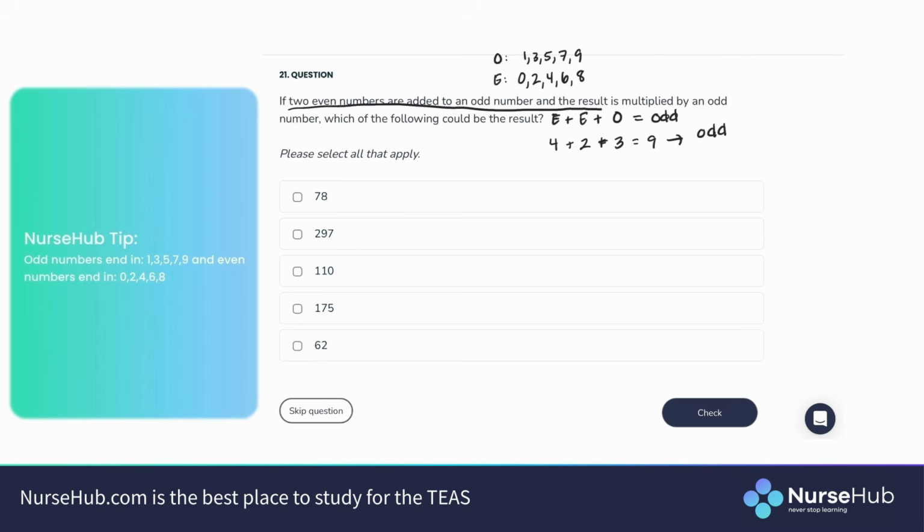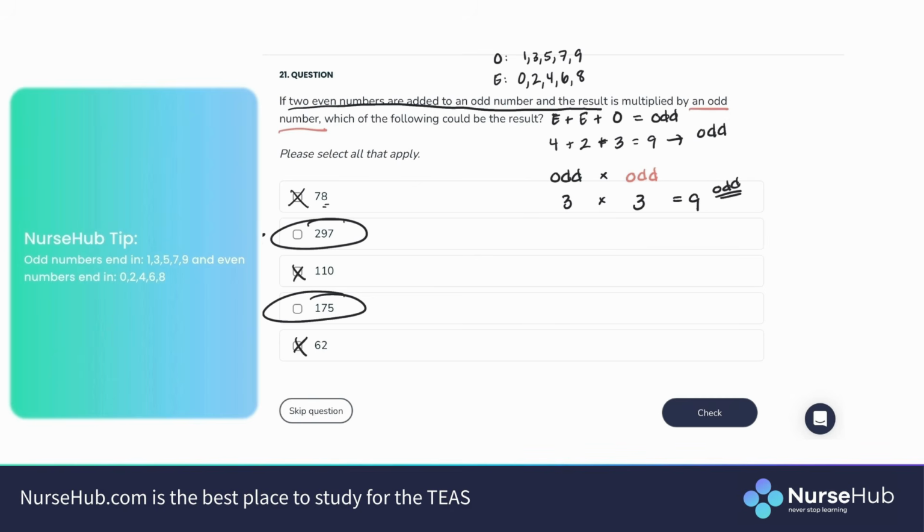Now the following result is multiplied by an odd number. So we have an odd number, which was our result, times another odd number. So if we tried this out, you can try this out as many times as you want to. Let's make it easy. 3 times 3. 3 is odd, times odd, another 3. 3 times 3 gives me 9. 9 is also odd. So our result should be an odd number. So 8, that's even, 297, 175. So these are your only two choices. The rest are even numbers.